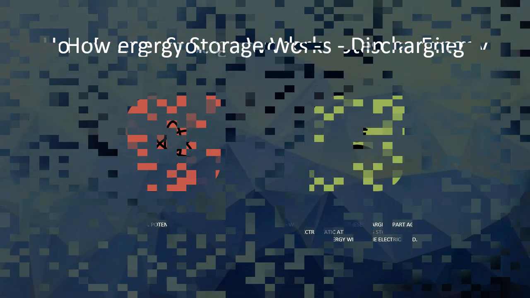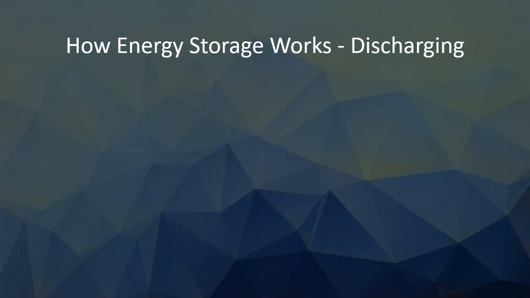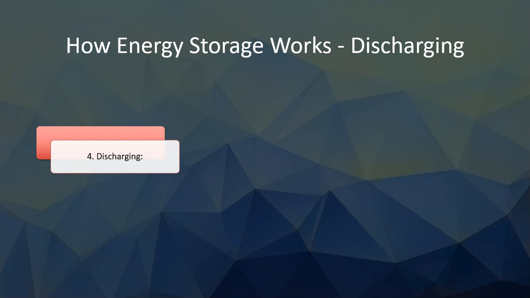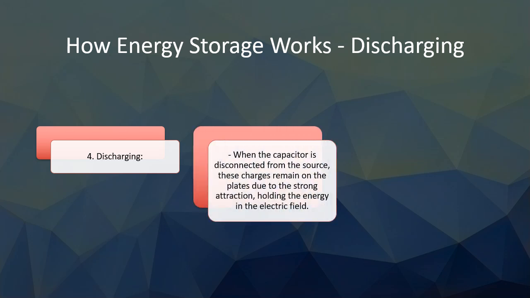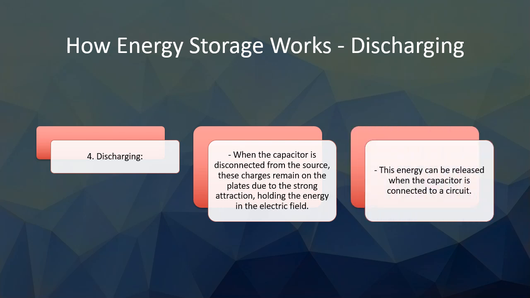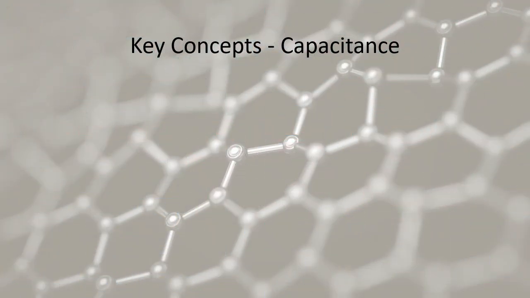How energy storage works. Discharging. Once the capacitor is disconnected from the voltage source, the charges remain on the plates because of the strong attraction between them. The stored energy is ready to be released when the capacitor is connected to a circuit, powering devices as needed.